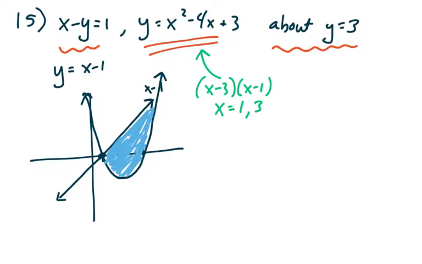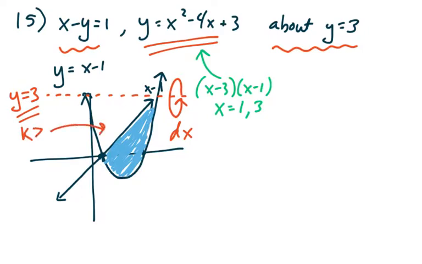Great, and now we're going to spin it around the line y equals 3. All right, so y equals 3 would be this line up here. So a couple things. This is a horizontal line, so that means we're spinning it vertically. It's going to be spinning around this axis here, which means my slices are going to be vertical, which means this is a dx.